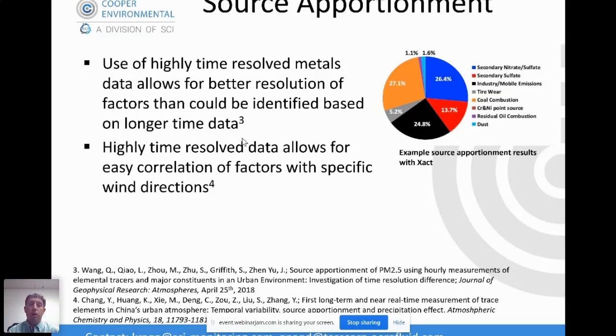Also, because you have high time resolution, we've talked about correlation of a particular element with the wind direction. After you perform the source apportionment or the PMF analysis, you may also be able to do correlation of a specific factor with that wind direction. And there have been some studies out of China published in Atmospheric Chemistry and Physics that have shown this to be the case as well.